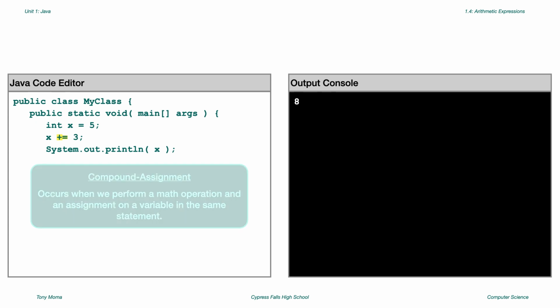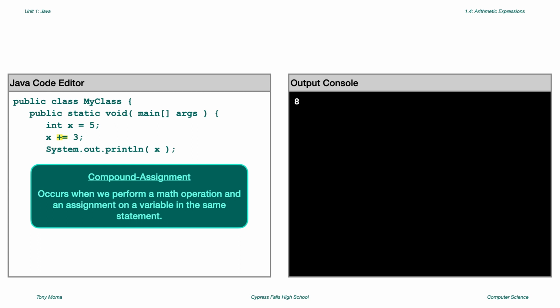This is an example of compound assignment. Compound assignment occurs when we perform a math operation and an assignment on a variable in the same statement. Compound assignment can be done for all 5 of the operators that we introduced in this video.